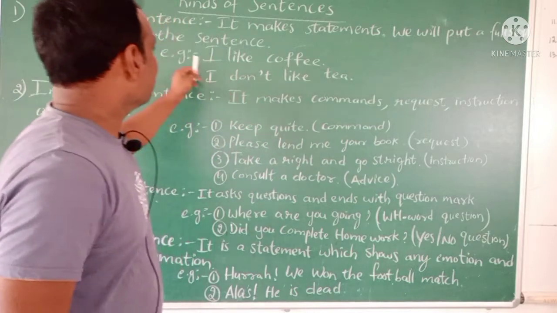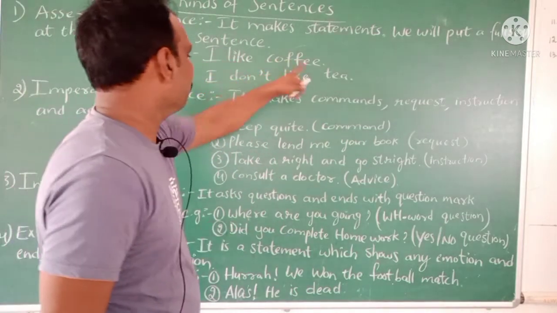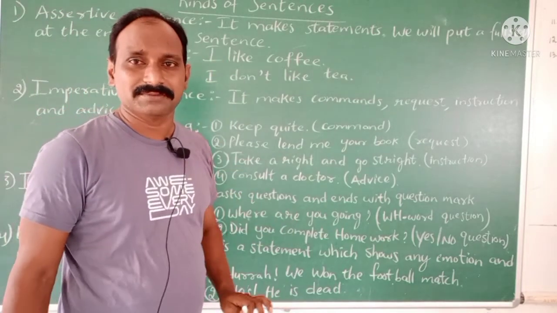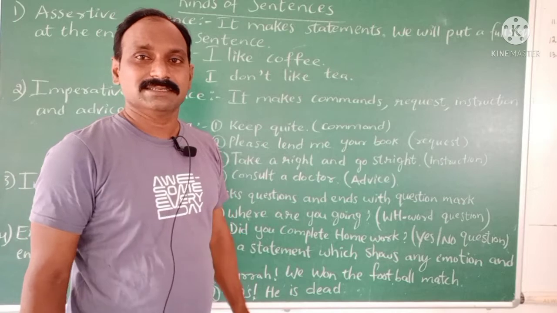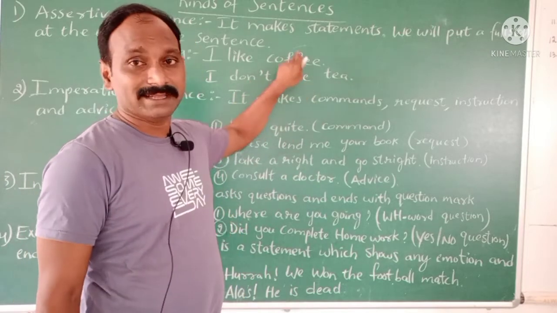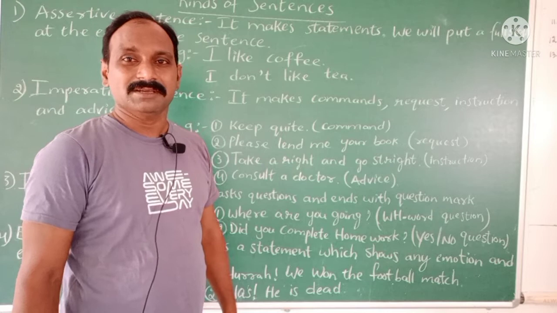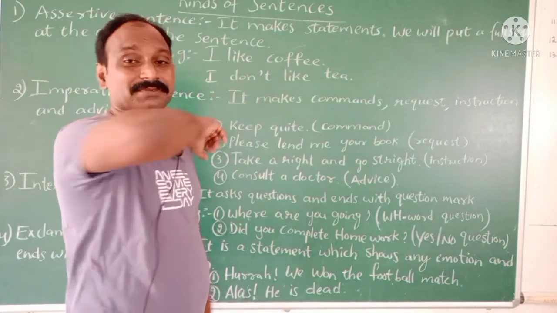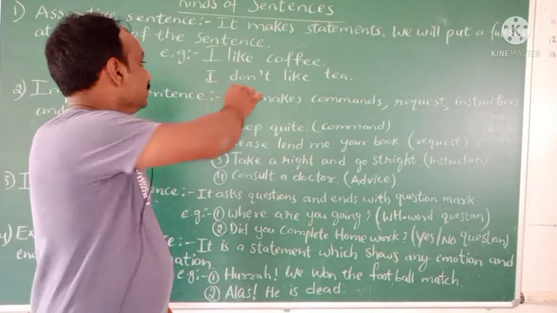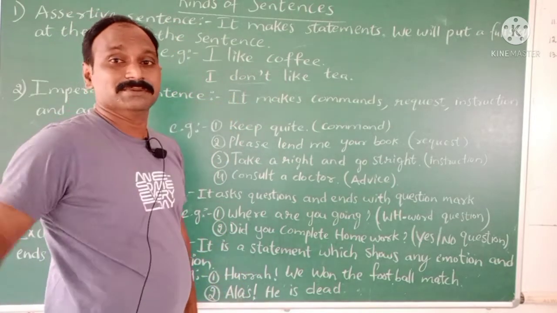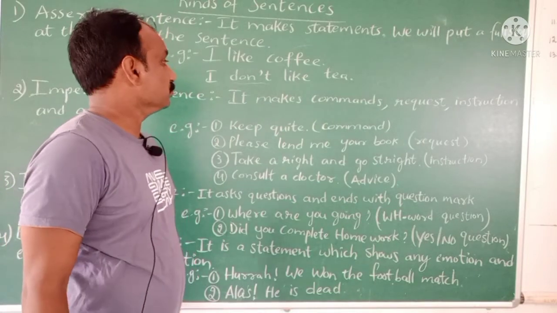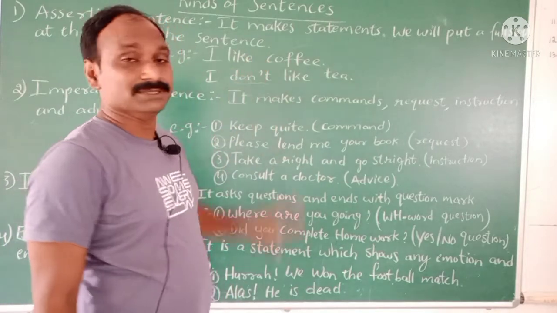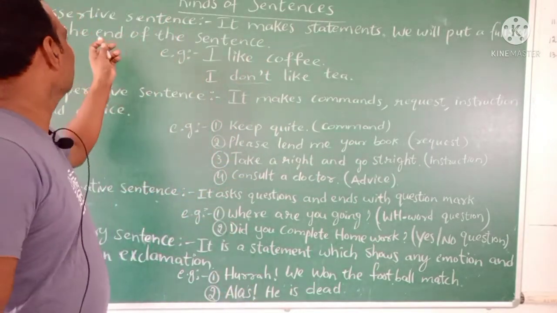So now we understood that it makes a statement. I like coffee. One example is here. It is just telling that I like coffee. I don't like tea. This is also one statement, and that is also another statement. When we see the difference between these two sentences, here negative words are there: don't, do not. So this is a negative sentence and this is a positive sentence. All those statements are called assertive sentences.